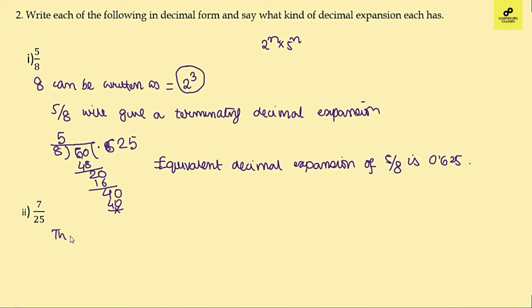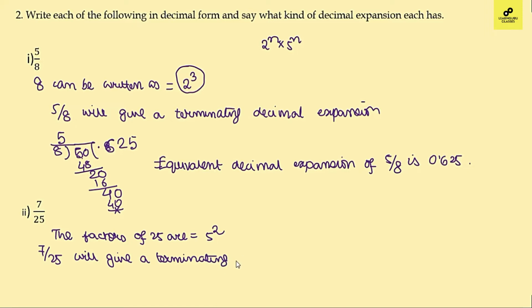So the factors of 25 are 5 square simply. So 5 square again it is in the form of 2 to the power of n into 5 to the power of n. So you can write 7 by 25 will give a terminating decimal expansion.